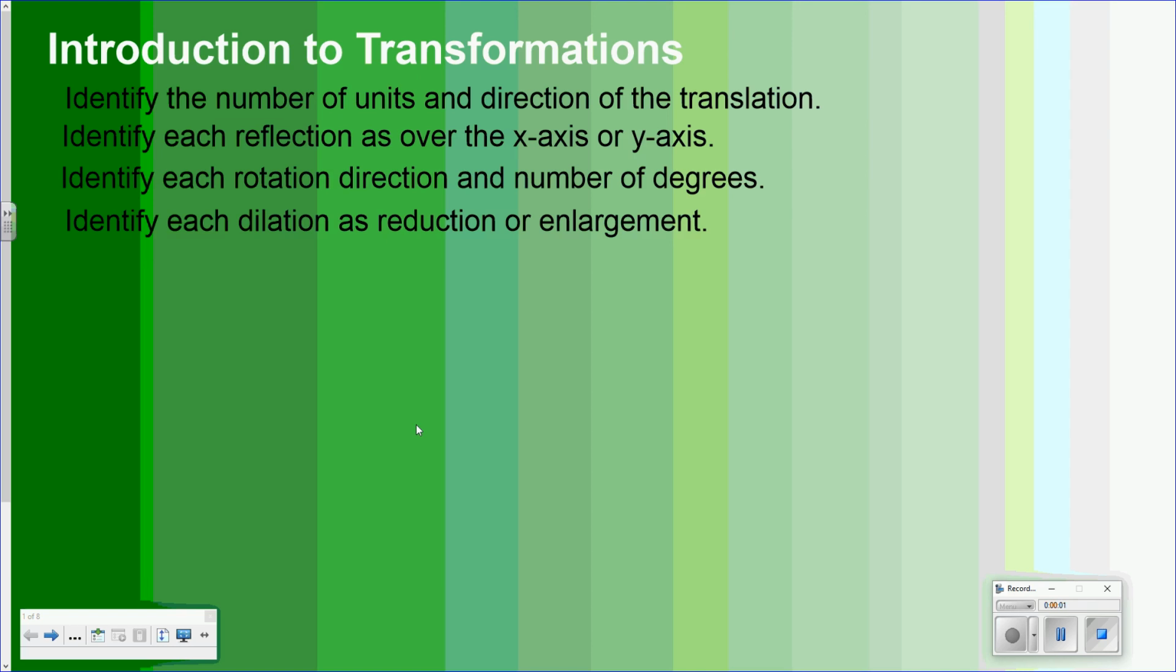In this lesson, we'll be talking about transformations. By the end of the lesson, you should be able to identify the number of units and direction of a translation, identify a reflection as it's going over the x or y axes, identify each rotation direction, is it going clockwise or counterclockwise, and the number of degrees, and identify the dilation as either a reduction or an enlargement.